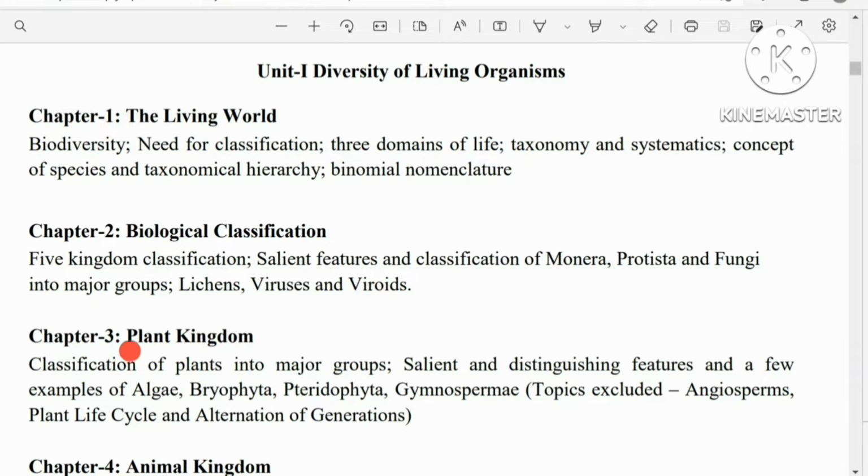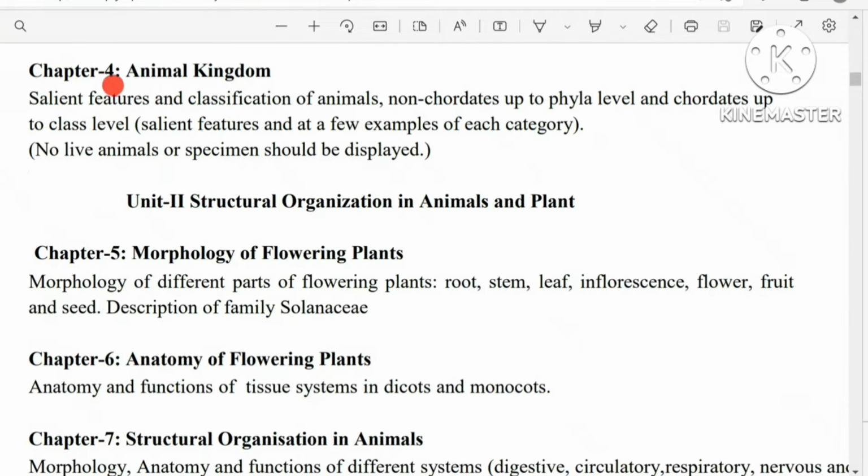The next is chapter 3, plant kingdom. So here the plants will be classified into different groups. Chapter 4, animal kingdom. This involves the classification of animals into different groups. So here we will have to learn salient features and a few examples of each category.